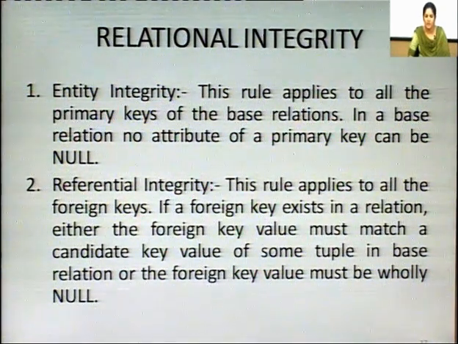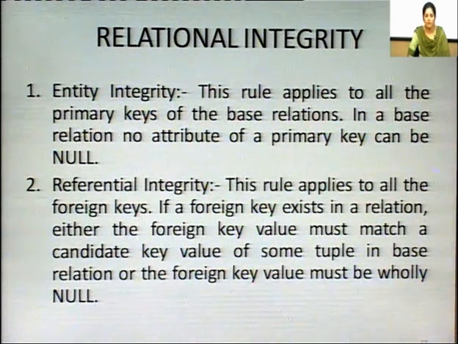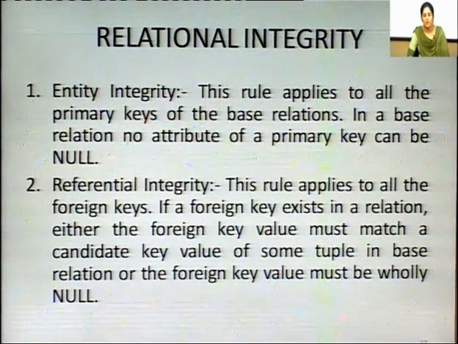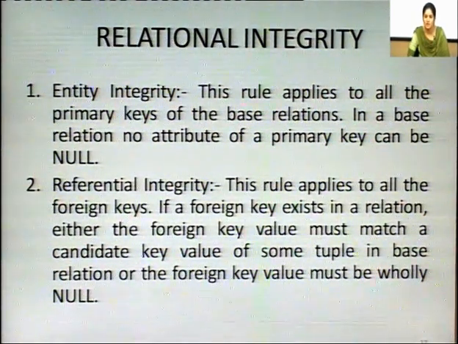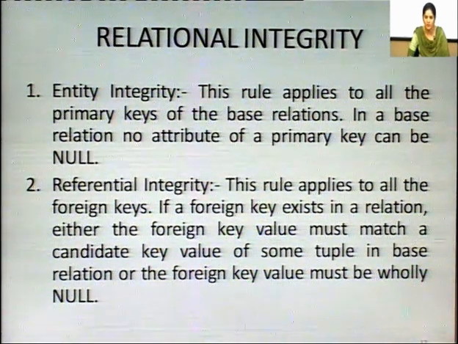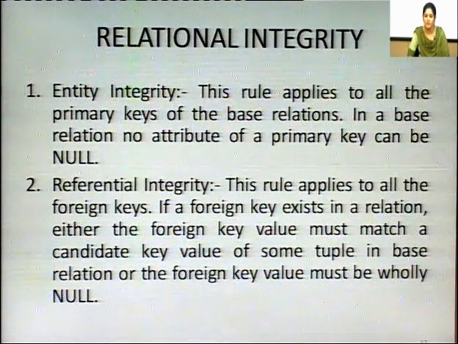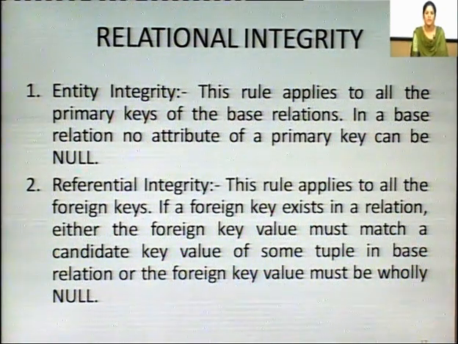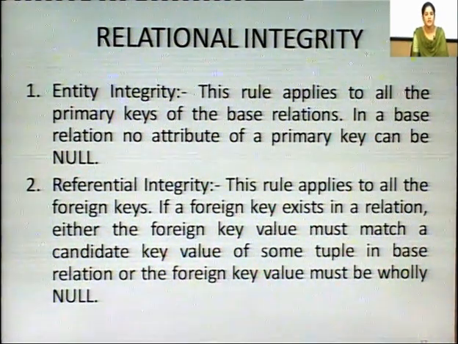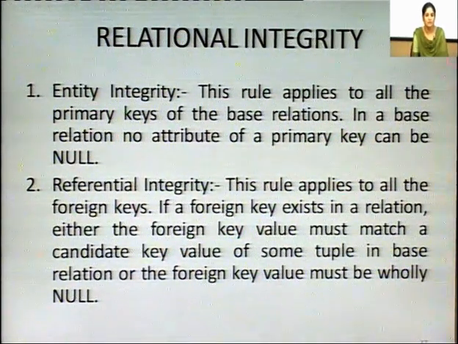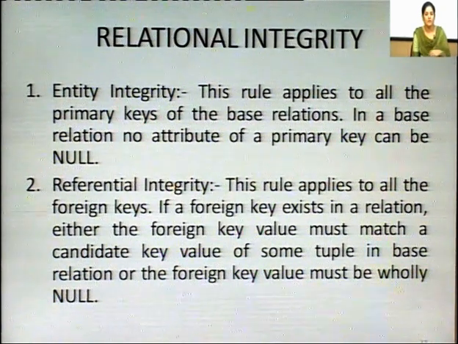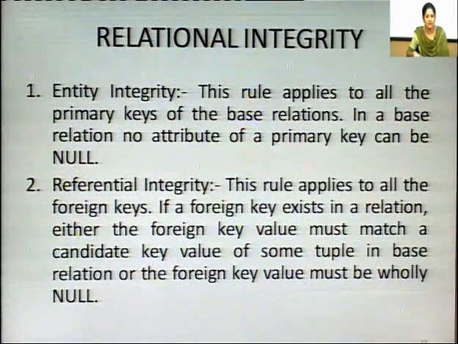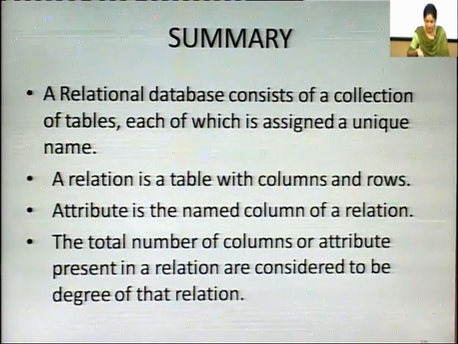Next is referential integrity. This rule applies to all the foreign keys. Foreign keys are the keys which derive their values from primary keys of other tables. If a foreign key exists in a relation, either the foreign key value must match a candidate key value of some tuple in the base relation, or the foreign key value must be left null. Here is a condition which states that all the foreign key values should match the values of the primary key, or the foreign key value must be left null by the user. That means no value should be entered in that particular column. So that's all.